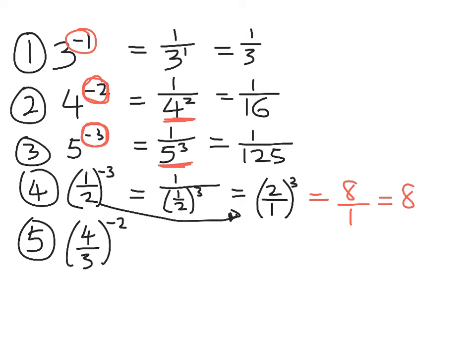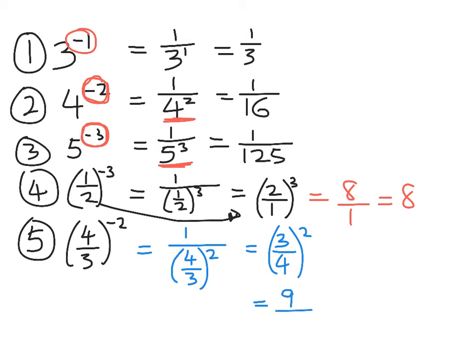For this next one, 4/3 to the negative 2. Well, the negative power means that I really want to have 1 over 4/3 squared. So 1 over 4/3 is equal to 3/4 squared, squaring the numerator and the denominator leaves me with 9/16. On the next slide, I'm going to give you 5 to try for yourselves before you head to the Walker Workbook.